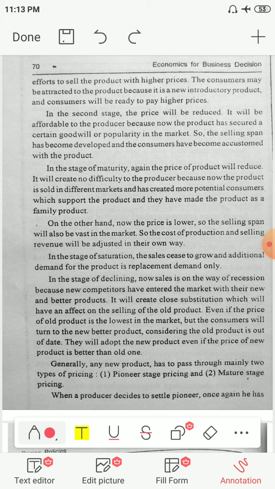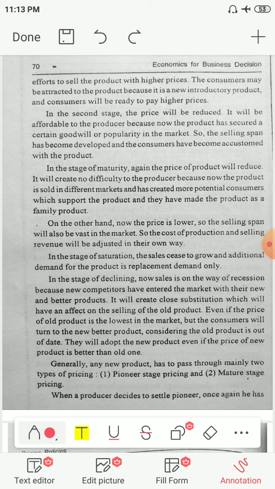Why? Because enough awareness is already created in the market. The people who want to consume your product are already your consumers. They are aware about your product, they are aware about the usefulness of your product, so you require less efforts. And another reason is that this is a stage where your demand is growing, and that is why your production is growing. You are producing in bulk, which gives you the benefit of economies of scale, so your cost goes down, and that is why you are lowering your price.